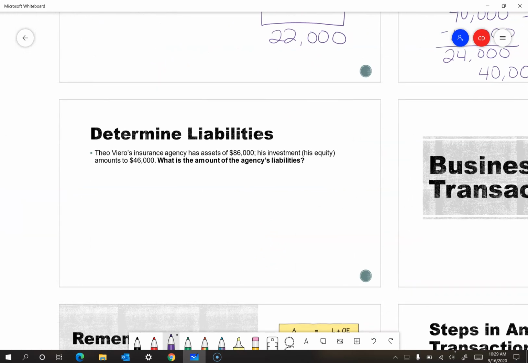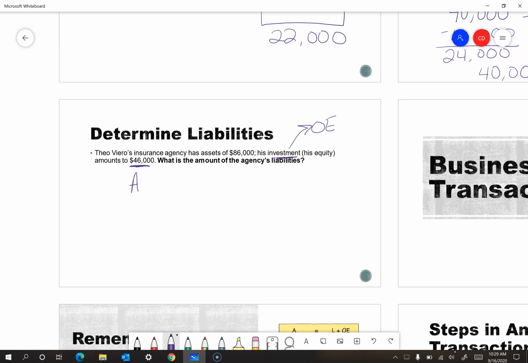Determining liabilities. Okay, so very similar. They're going to be on the same side. We're going to have to find something on the same side of the equation, all right? So Theo's insurance agency has assets of $86,000. His investment, remember, investment means owner's equity. You're going to start hearing things, and you're going to start hearing me say things like investment means owner's equity, creditor means liabilities. These are things that when you start to hear these buzzwords, they should trigger things in your brain, okay? So his investment is in the amount of $46,000. What is the amount of the agency's liabilities?